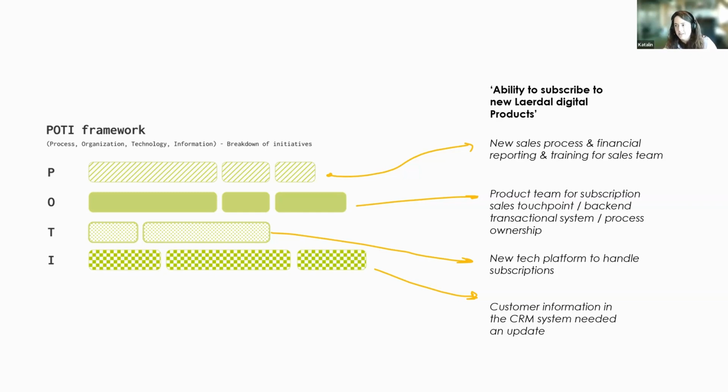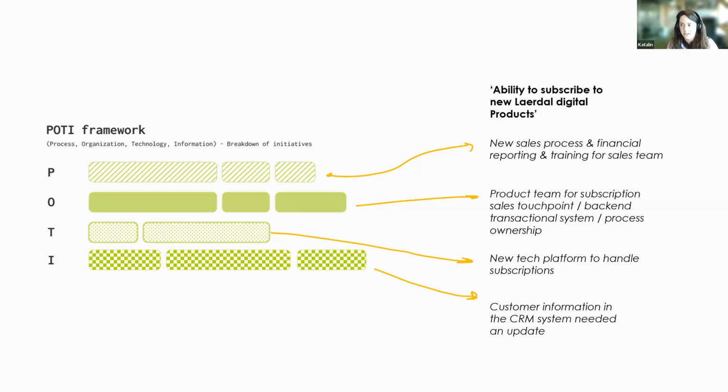In terms of organization, we had to create a product team for organizing and for developing subscription sales touch points, and also to make sure that there is a backend transactional system so that we are able to transact these digital sales opportunities. And we also had to define the process ownership within the company. So all of these work packages then landed under organization.